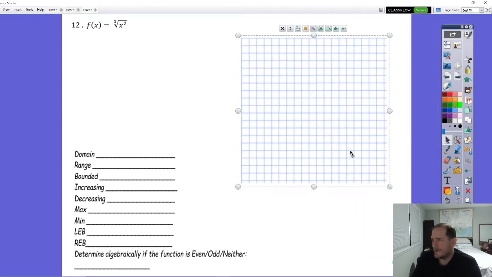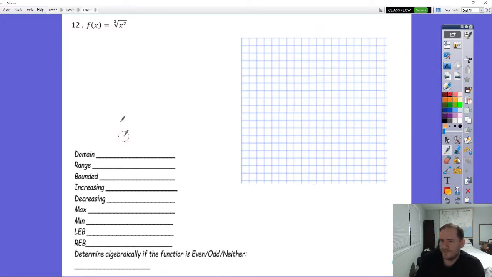What's our domain? Our domain should obviously be all real numbers. We've got an odd radical, so positives and negatives are fine. Then we also have x squared, which means even if we plugged in something negative, it would be turned into something positive before we ever tried to take the root of it anyway. So our domain is all reals.